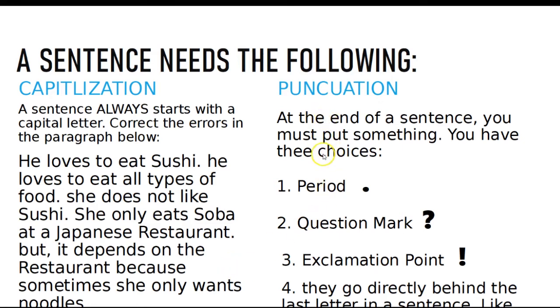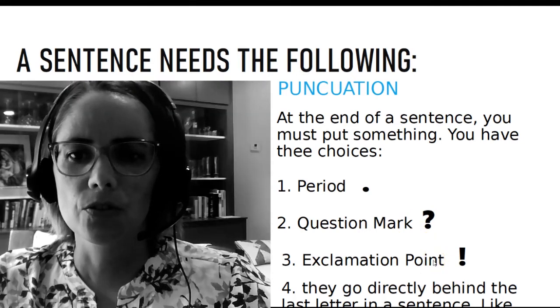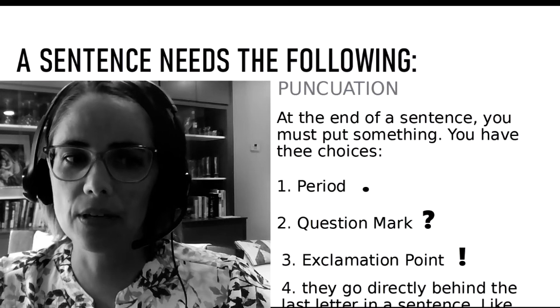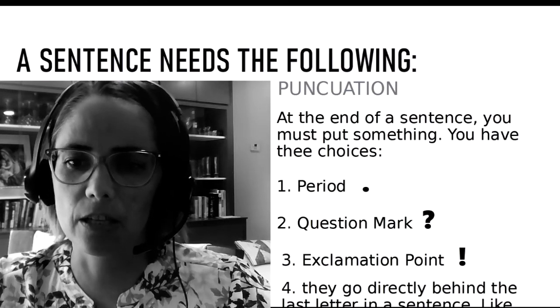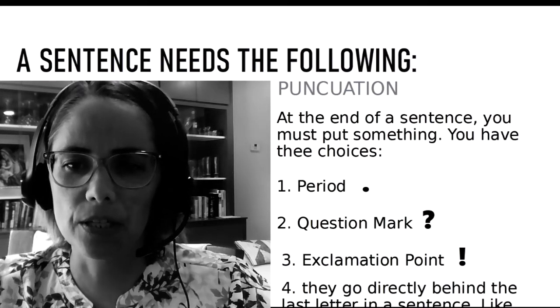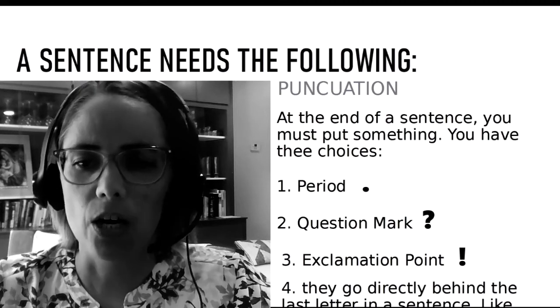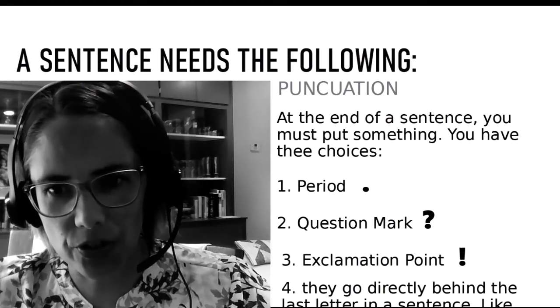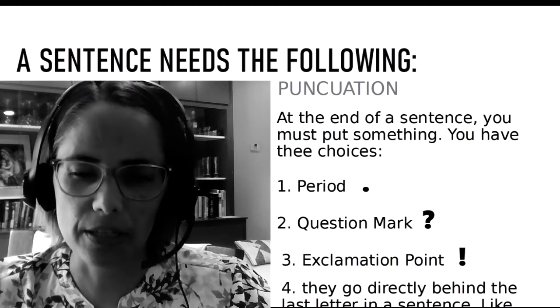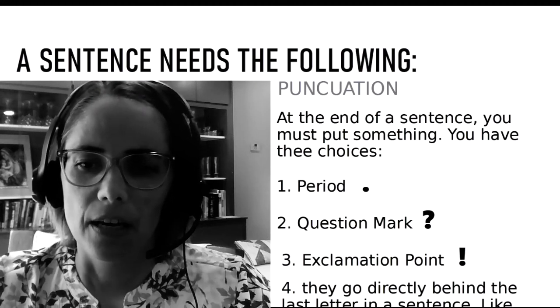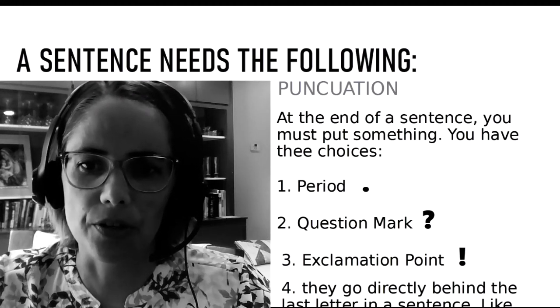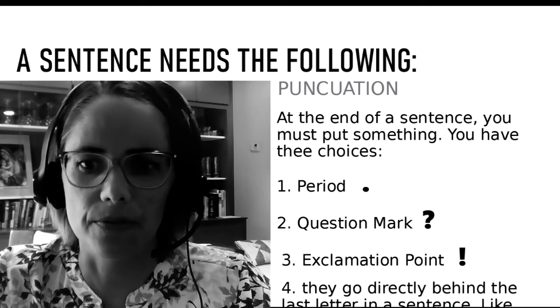Okay, next, punctuation. At the end of a sentence, you have three choices. A period, a question mark, and an exclamation point. A period goes at the end of a statement, a question mark goes at the end of a question, and an exclamation point goes at the end of a sentence where you're expressing a lot of emotion.